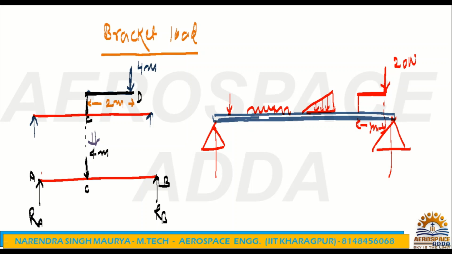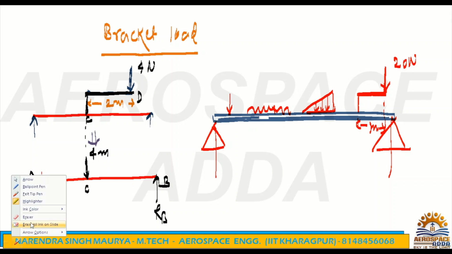But the problem is not solved yet. This concentrated load you have shifted from D to C, it is okay. But sorry, this is not 4 meter, this is 4 Newton. I am sorry, please correct this. This is 4 Newton, not 4 meter. So this 4 Newton load will be shifted from D to C. That is okay, you can easily experience that.